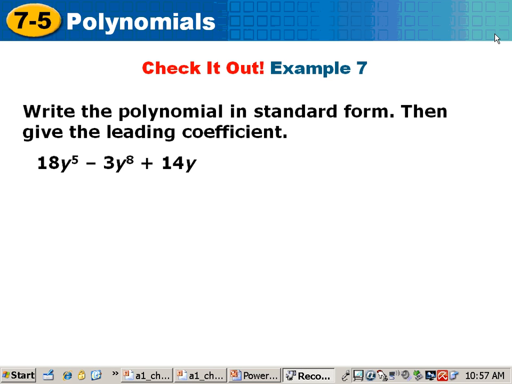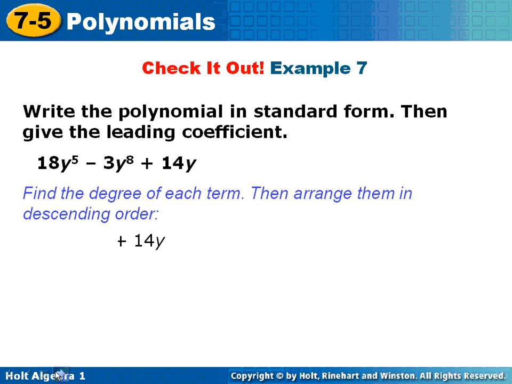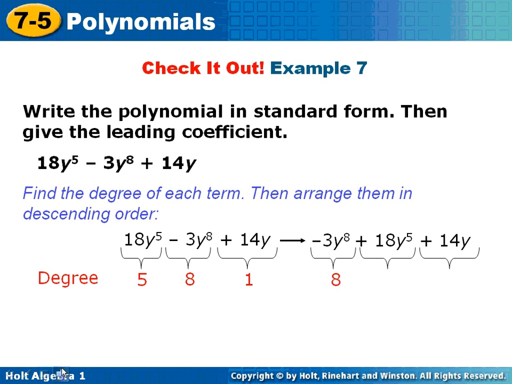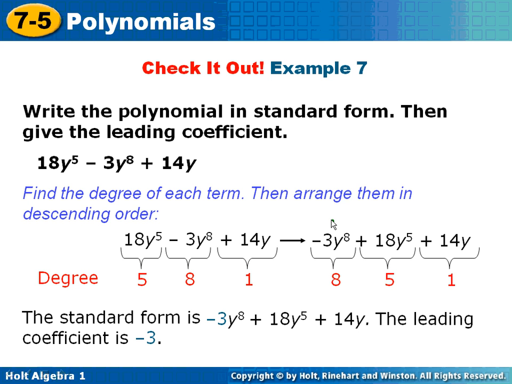Our answer is going to be in descending order. So we have negative 3y to the 8th plus 18y to the 5th plus 14y. And what is the leading coefficient? Isn't it negative 3 because this is in the front?